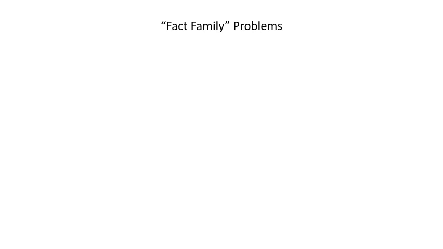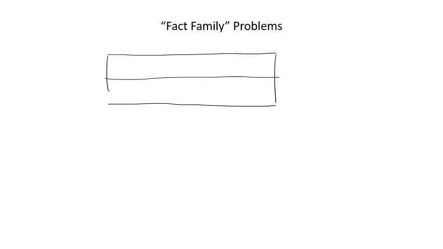This brings us to this idea of fact family problems. We looked at a set model in the previous example. We can look at this as a strip model now. So I'm going to draw two strips like this. The top one, I'm going to tell you, is 7. And then down here, this is 4, and then this is 3.